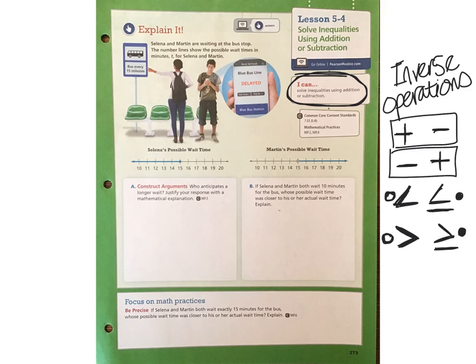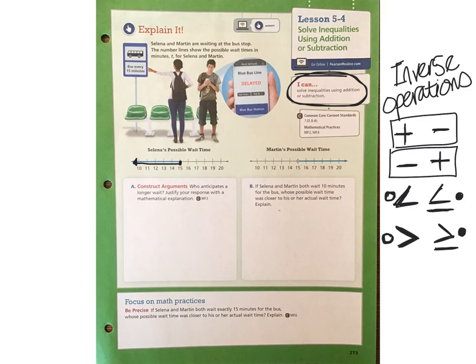Now let's take a look at the explain it question. Selena and Martin are waiting at the bus stop. The number lines show the possible wait times in minutes, T, for Selena and Martin. So Selena's possible wait times, you see a closed circle on the 15, and then you notice that the number line is shaded going to the left. So Selena's possible wait times begin at 15 minutes and decrease from there.